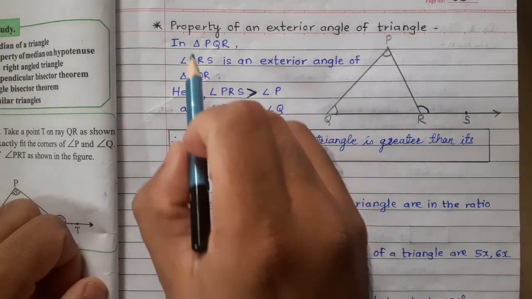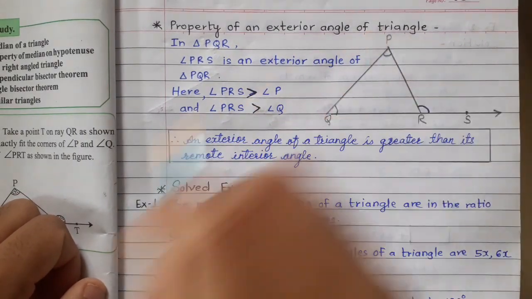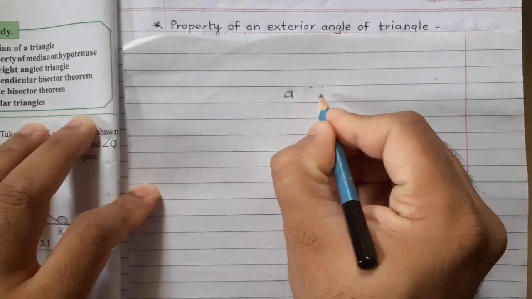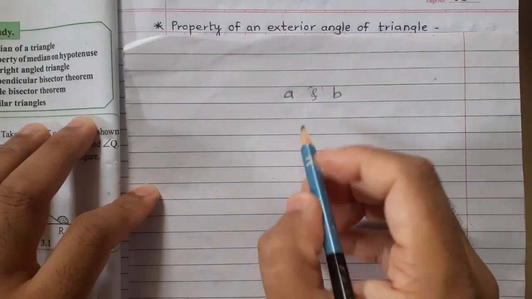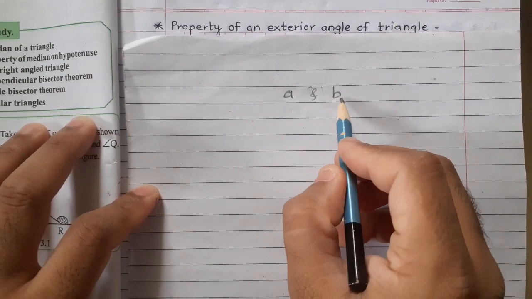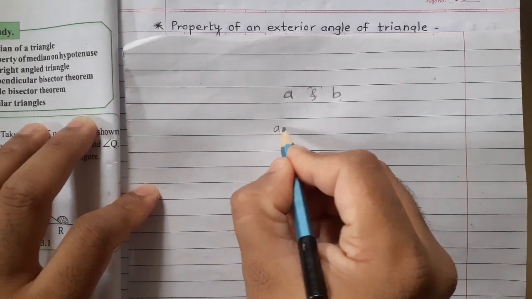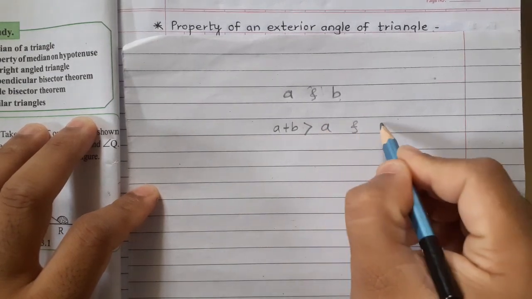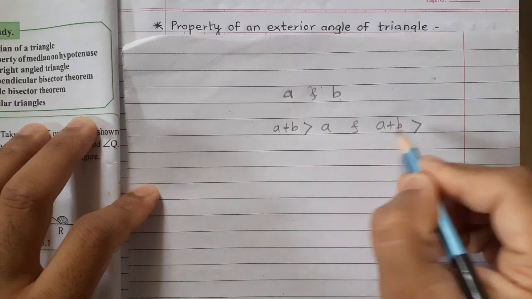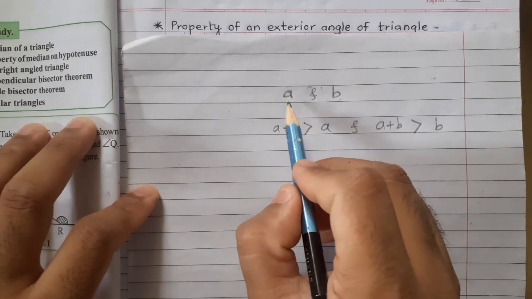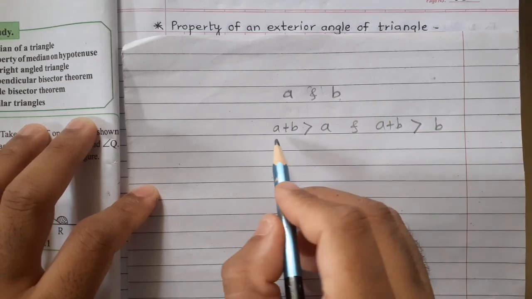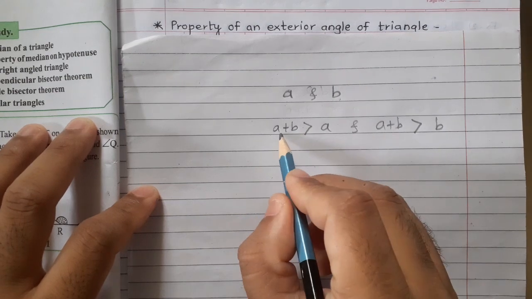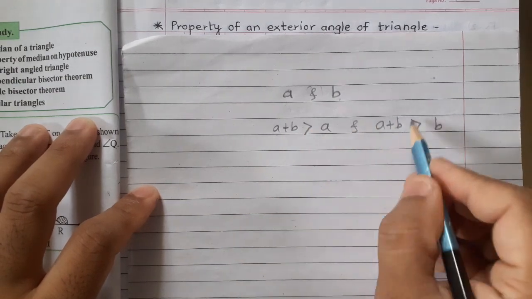Today we will see a property of an exterior angle of a triangle. Suppose that we have two positive numbers a and b. If we add a plus b, it is greater than a, and a plus b is also greater than b. That means when we have two positive numbers a and b, a plus b is greater than a and a plus b is greater than b.